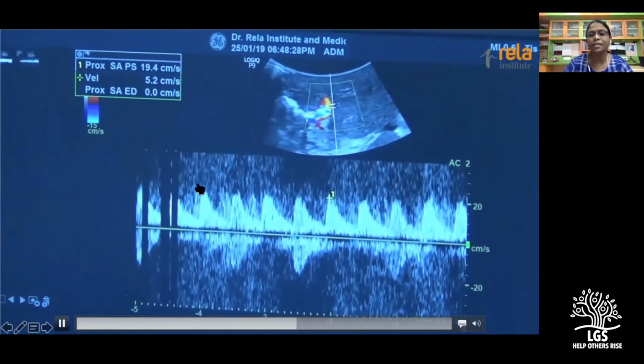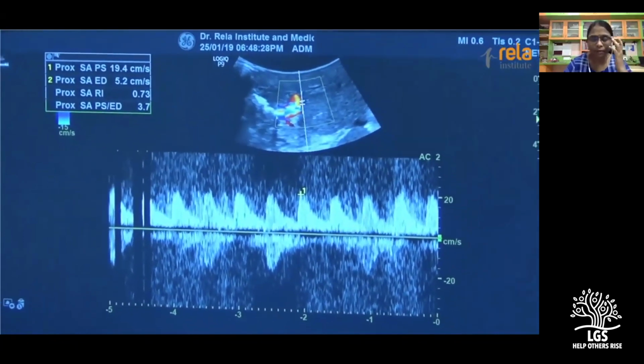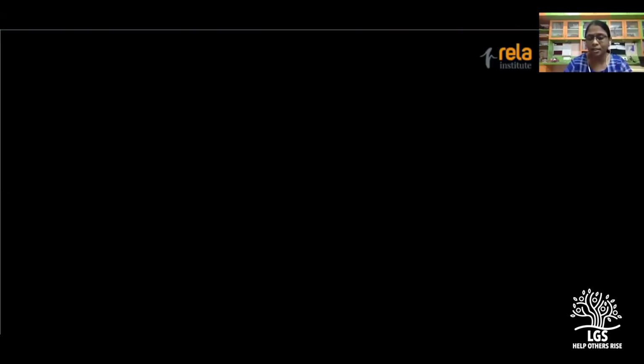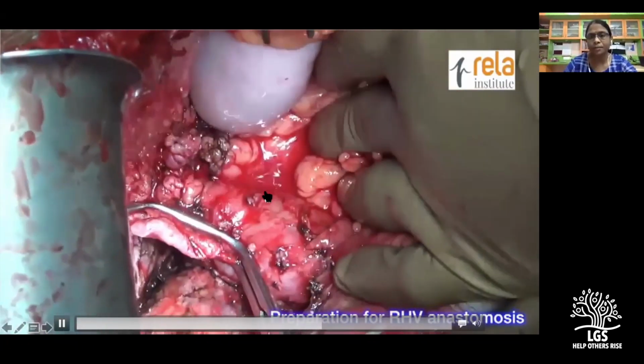The resistive index is usually high in the immediate postoperative period as well as intraoperatively, because of so many reasons. I'll tell it in the future slides. And this is a right lobe graft.